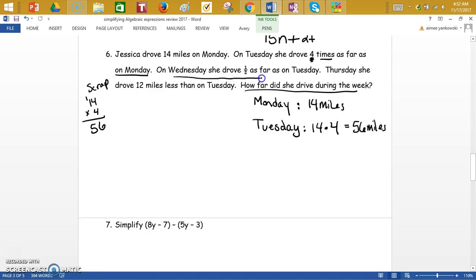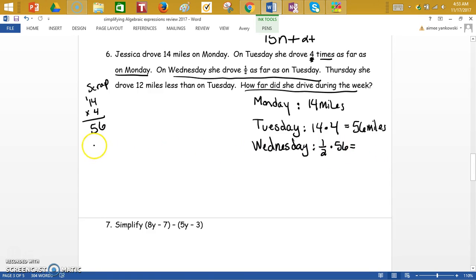On Wednesday, she drove half as far as on Tuesday. Okay, so on Wednesday, she drove half as far as on Tuesday. So she drove half of 56.